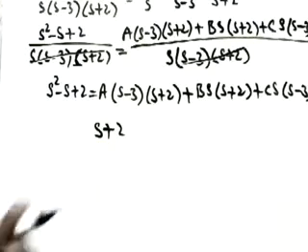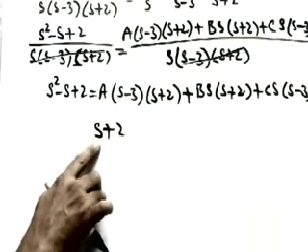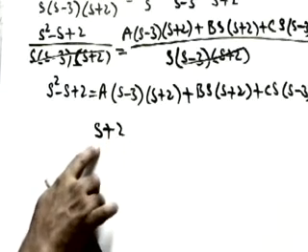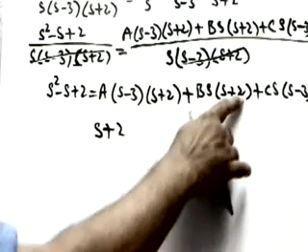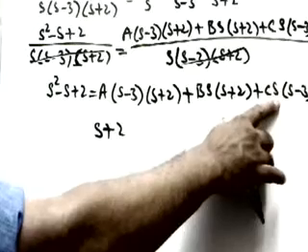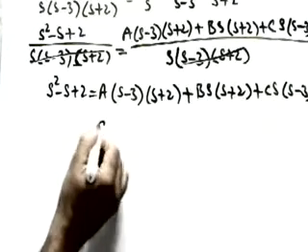In the same way, if you make s plus 2 equal to 0, how to make this 0? Put s equals to minus 2. Minus 2 plus 2 becomes 0. So this will become 0, and we'll get the value of c.